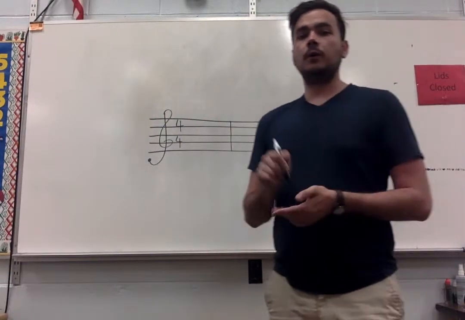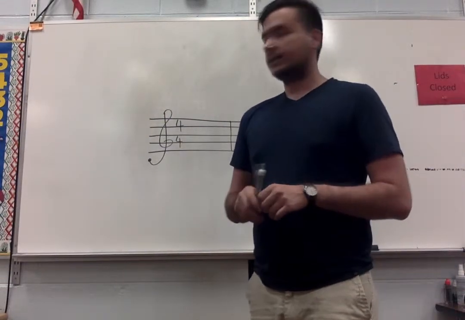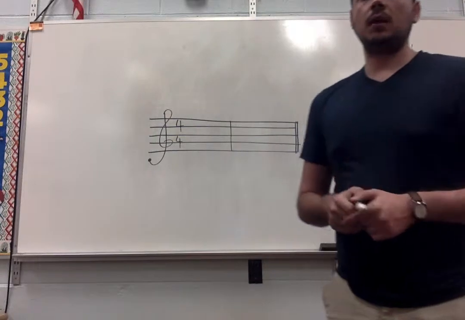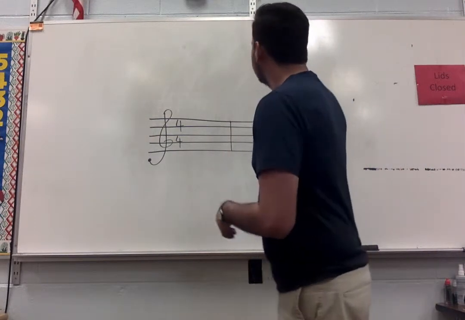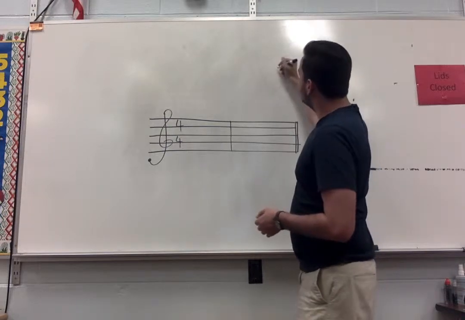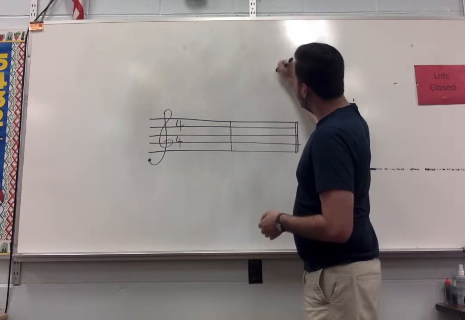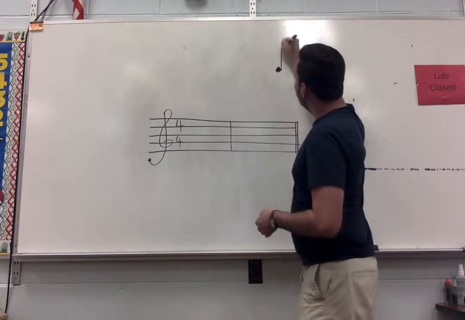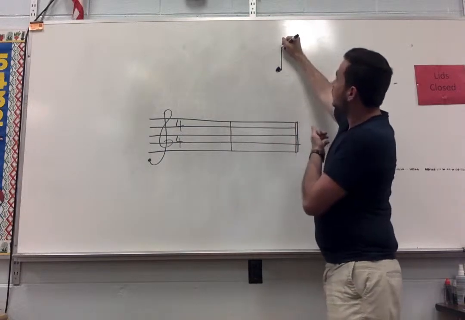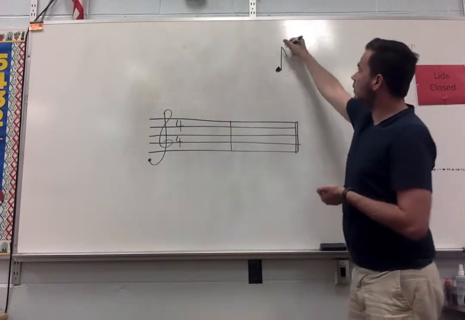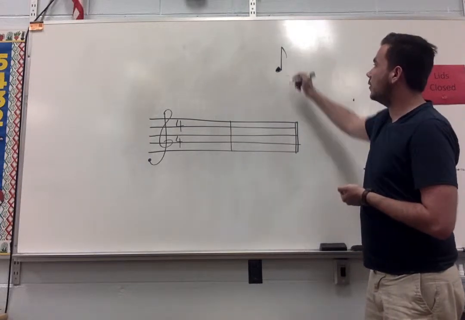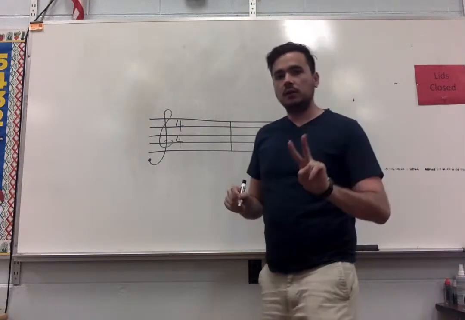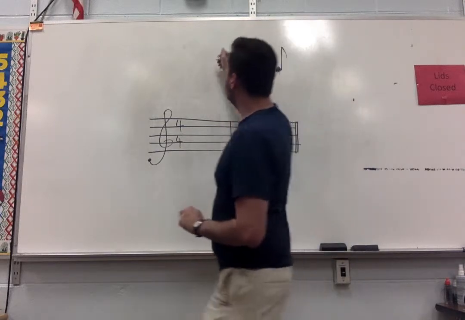This is over Workbook 1, lesson number 21, the eighth note. So, the eighth notes, we're first going to talk about drawing. To draw an eighth note, you draw a quarter note, and then you add a little flag or a little hanging stem off of them. This is what we call an eighth note. There are two eighth notes in every quarter note.